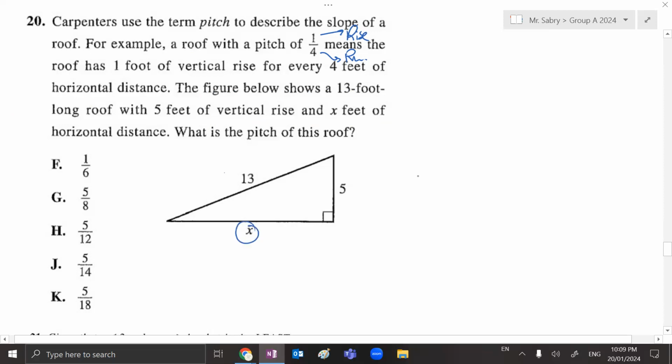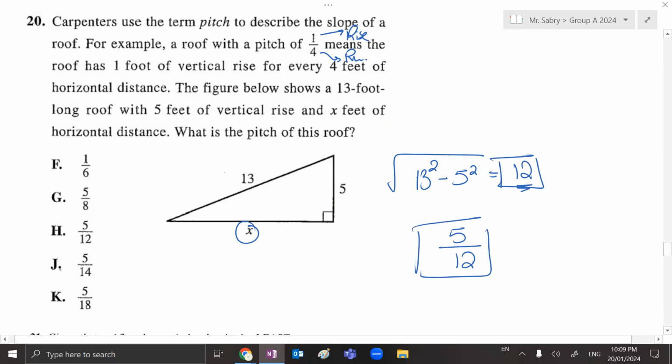That's a Pythagoras theorem question clearly, so just put the hypotenuse power 2 minus the other side power 2 under the root. And if you remember the special triangles, you'll be able to get it quickly. So that's 12. Now what is the pitch of this roof? I'll do rise over run, 5 over 12, and that would be the pitch of the roof.